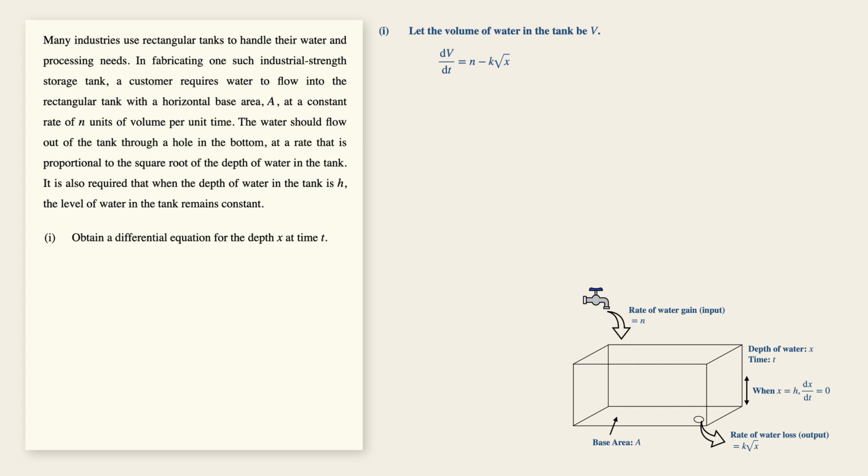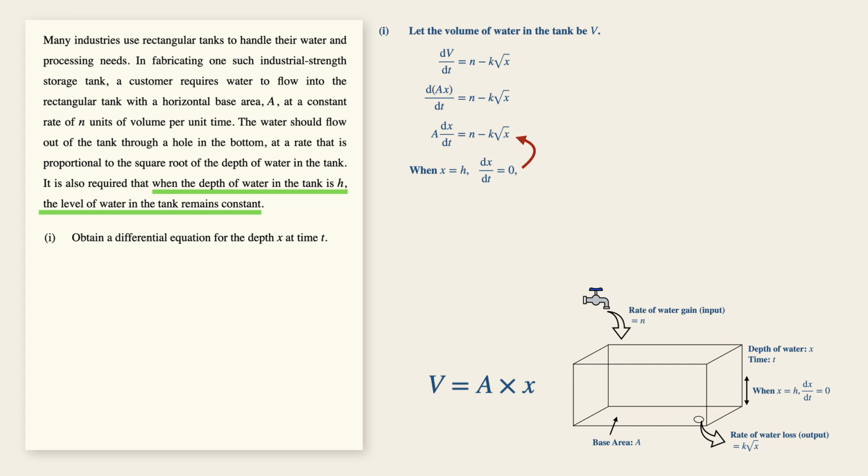Now V is simply the horizontal base multiplied by the depth of water, which can be written as Ax. Since the area is a constant, we can extract A from this term, giving us a dx/dt equals n minus k root x. In order to find k, when x equals h, dx/dt equals 0, as can be observed from this statement here. Therefore, if we substitute this into the expression, k equals n over root h.